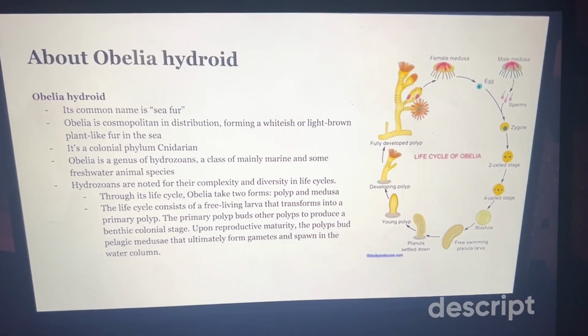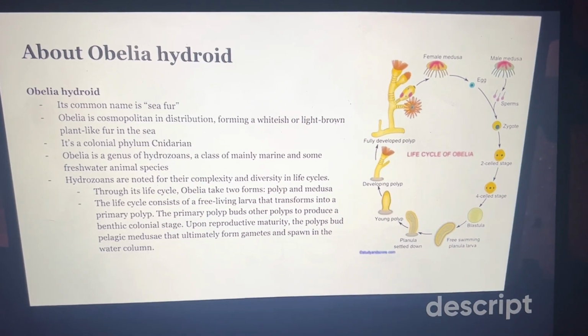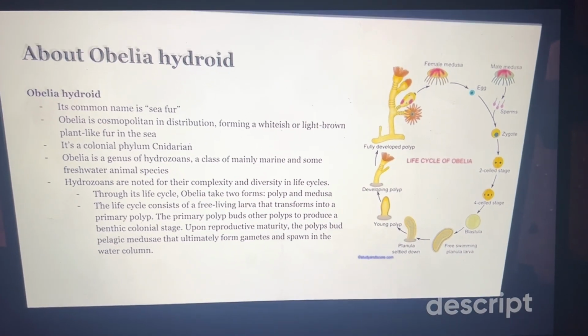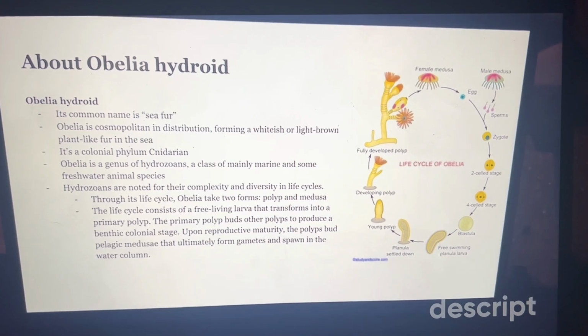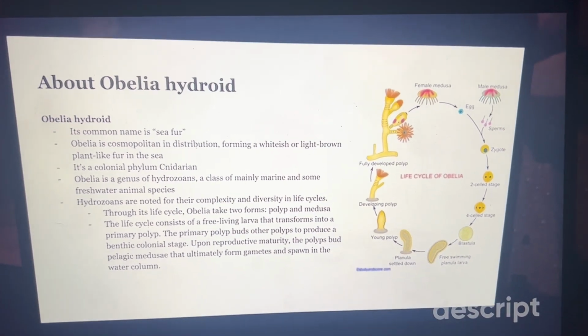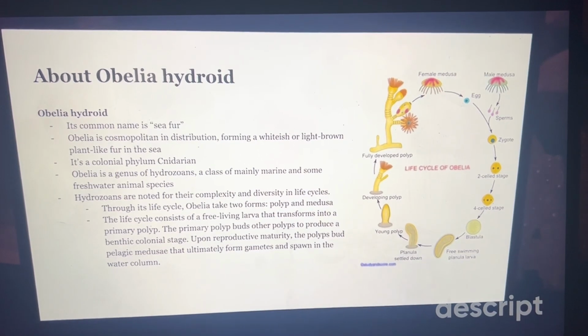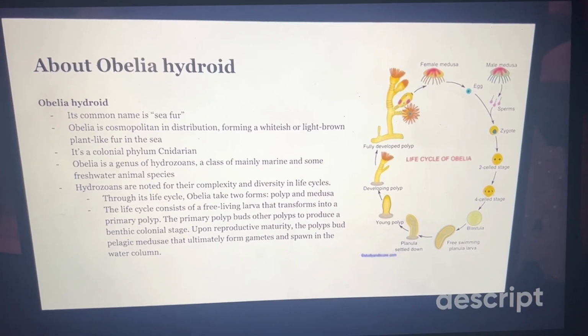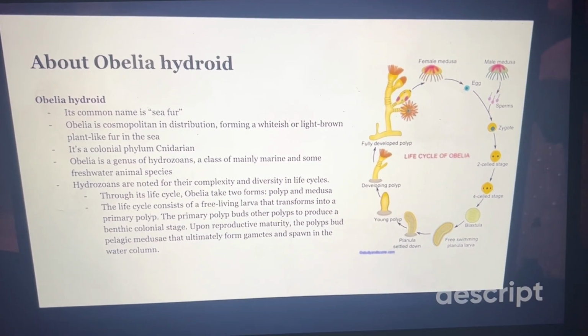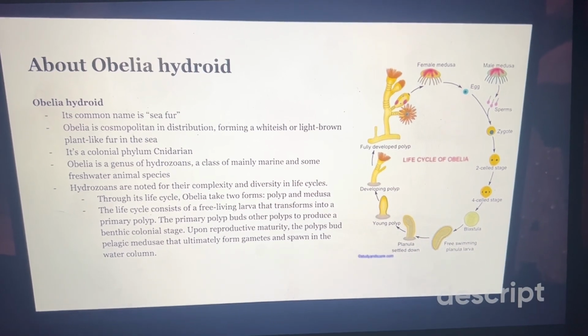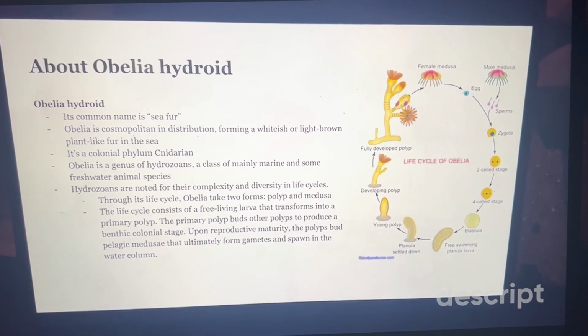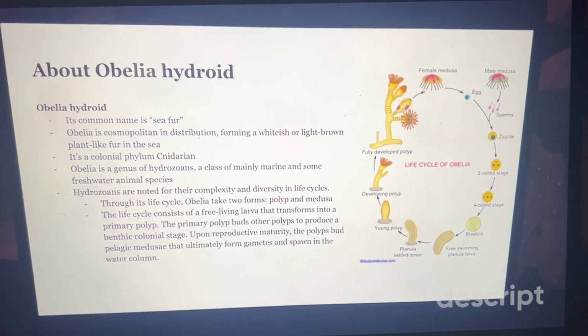Obelia is a genus of hydrozoans, a class of mainly marine and freshwater animal species. Hydrozoans are noted for their complexity and diversity in life cycles. Through its life cycle, Obelia takes two forms, the polyp and the medusa. The life cycle consists of a free-living larva that transforms into a primary polyp. The primary polyp buds other polyps to produce a benthic colonial stage. Upon reproductive maturity, the polyps bud pelagic medusae that ultimately form gametes and spawn in the water column.